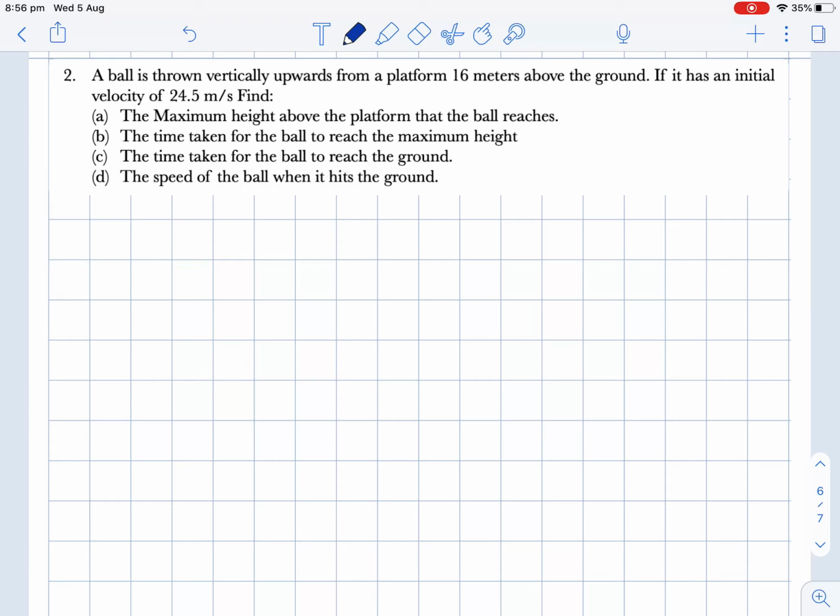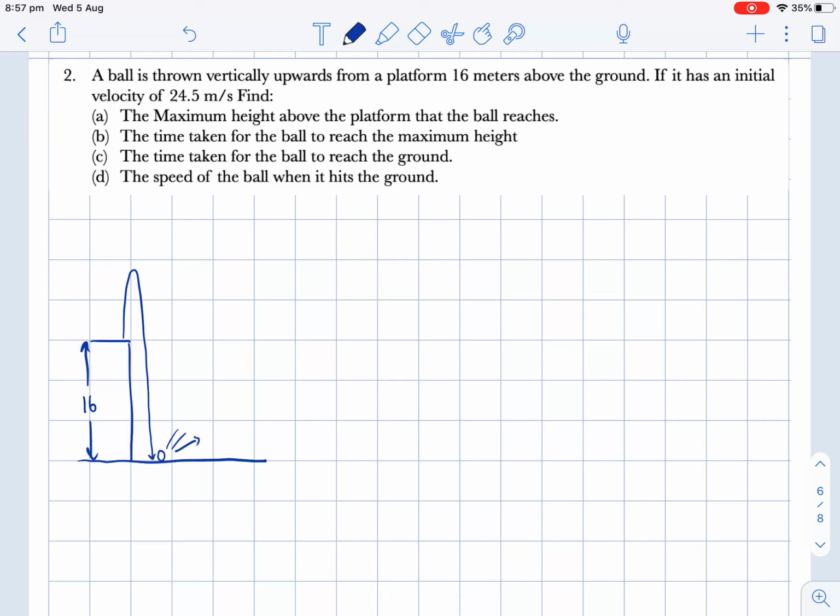So to start this question, I want to start with a really simple diagram. We've got a platform and we've got the ground. This is 16 metres high, and we're going to throw the ball directly up, and then that ball is going to hit a maximum height and then go all the way down to hit the ground and bounce off who knows where.